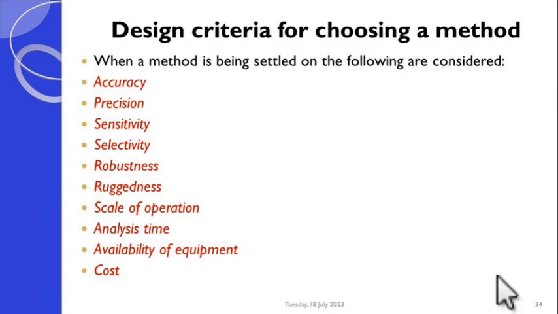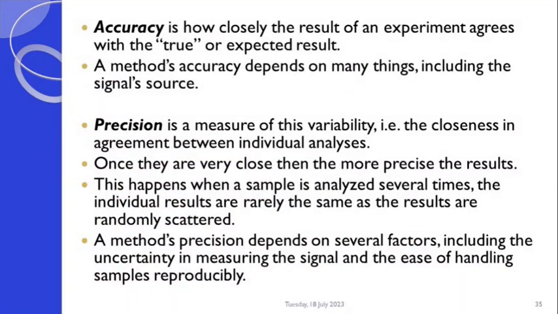Having said that, when it comes to choosing a method, some things are considered. Things like accuracy, precision, ruggedness, analysis time, availability of the said equipment, and then the cost. Now let us quickly look at the meaning of the criteria that can be used to select a method.